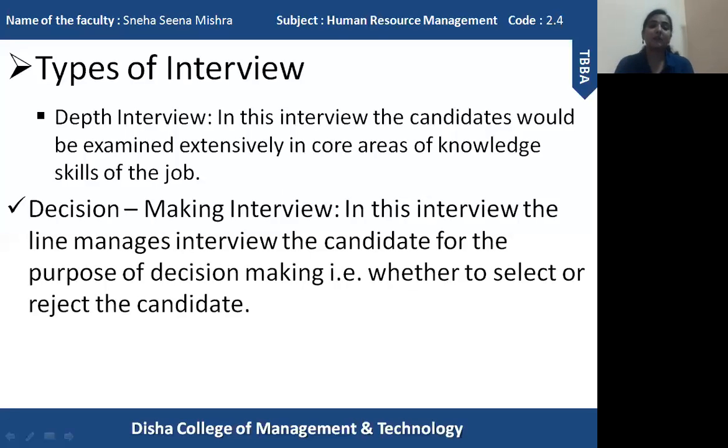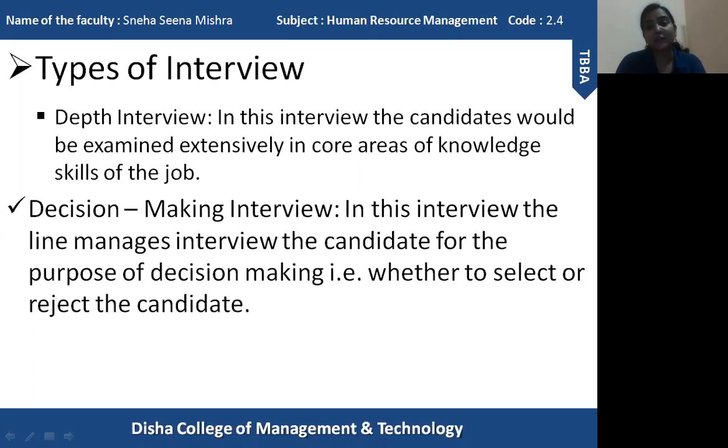So in this interview, line managers interview the candidate for the purpose of decision making, that is whether to select or to reject. So a panel of line managers would be asking different types of questions to the candidate so that they can come to a conclusion whether to select or reject the candidate. So this may be some kind of informal interview where different line managers would be asking questions related to the job, related to the working environment, whether the candidate is acceptable towards the working environment.